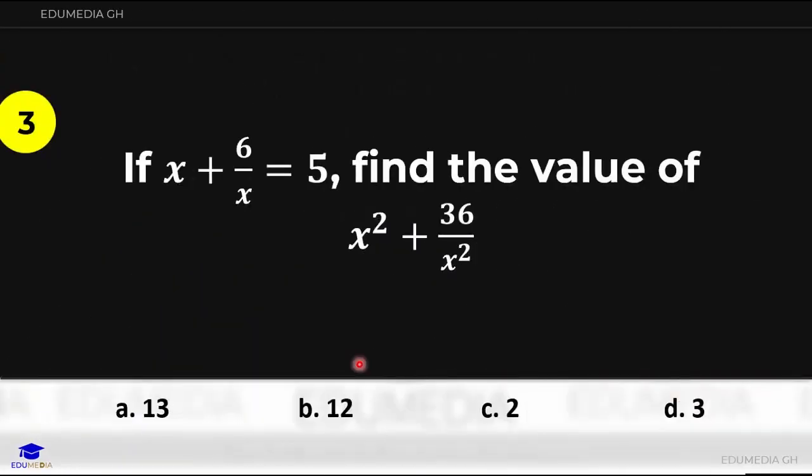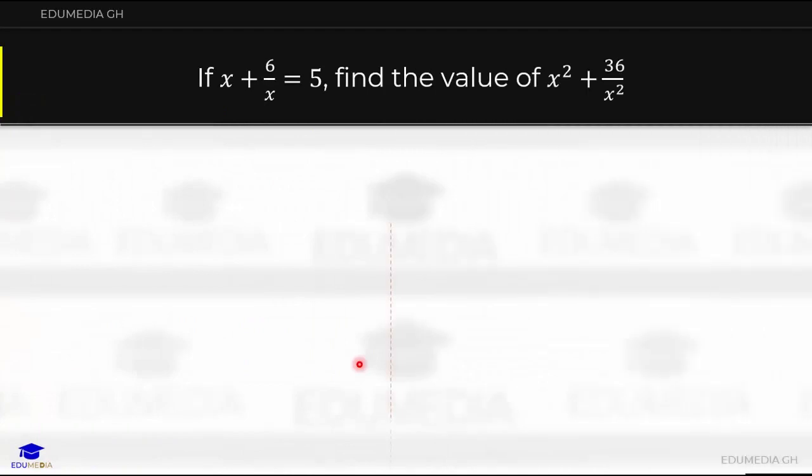If x plus 6 divided by x equals 5, find the value of x squared plus 36 divided by x squared. For this question, we have been given two equations. The first equation can help us get an answer for a variable, and the answer for this variable is what we will use to obtain the answer for the second equation. So the first equation given to us is x plus 6 divided by x equals 5. We need to solve this. Solving this will give us the value for x. Let's go ahead and solve that.